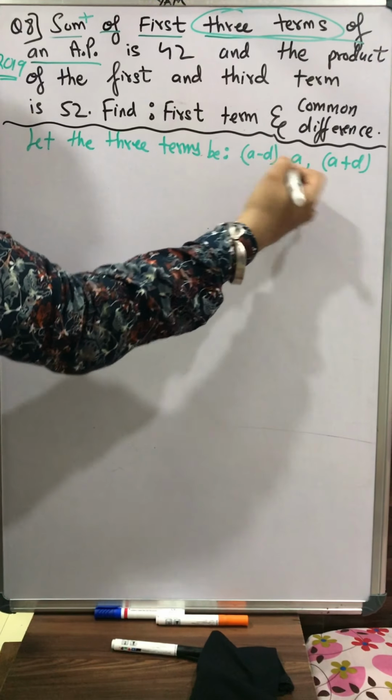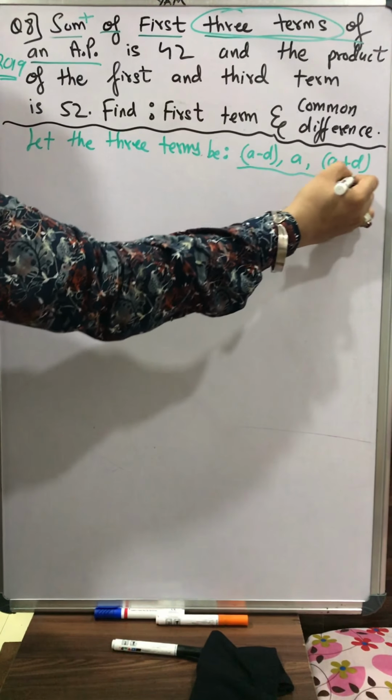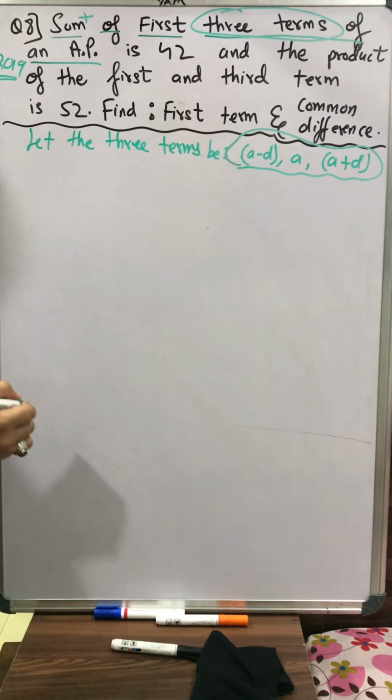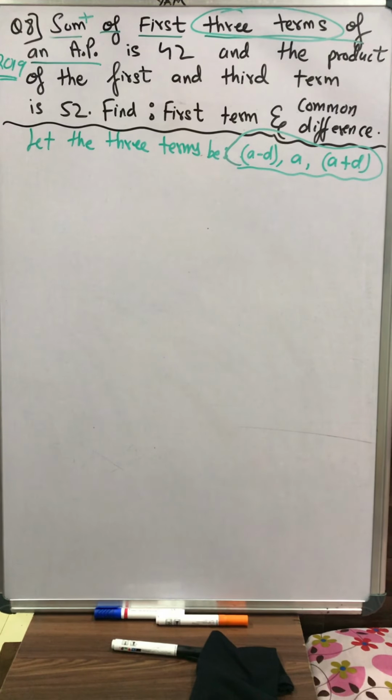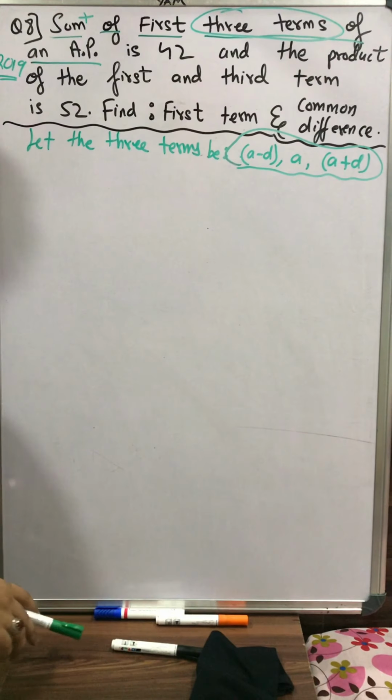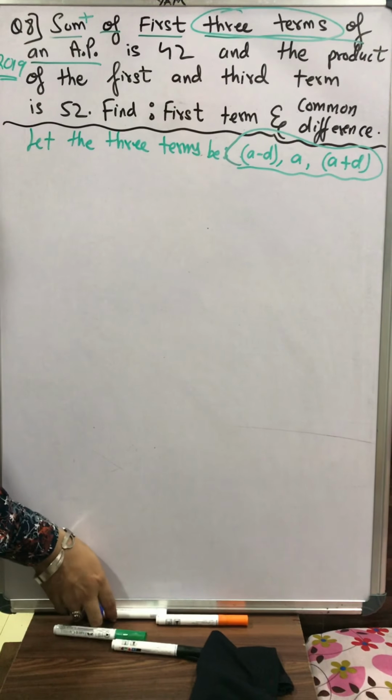A minus d, a plus d will be assuming these three terms. Let the three terms be a minus d, a, a plus d, as we saw in the note. Now let's see ahead.